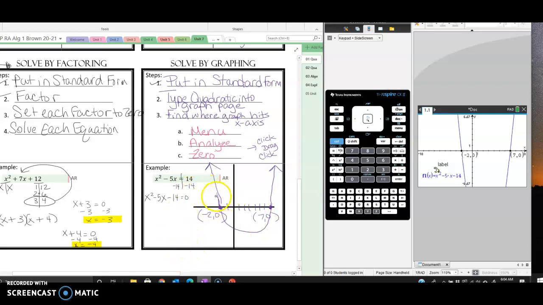So this right here is a solution, and this is a solution. All right, they're also zeros. Okay, so this solution is x equals -2, and this is x equals 7. Both of those are solutions, okay?